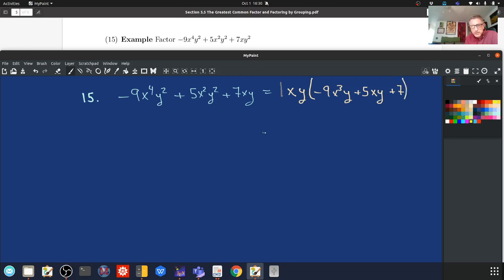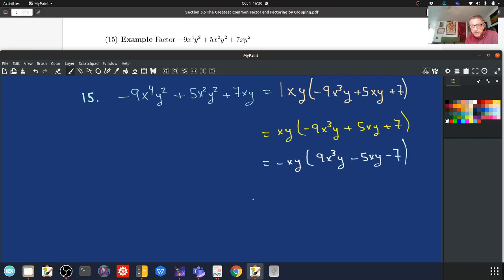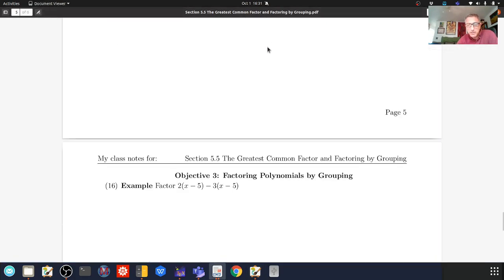So this is equal to xy times minus 9x cubed y plus 5xy plus 7. Let's factor out a minus 1. So I just put a minus in front of my GCF, and then I just change the sign of all of my terms. So factoring out a minus 1 is really simple, and depending on the context, it may be something that you would need to do.